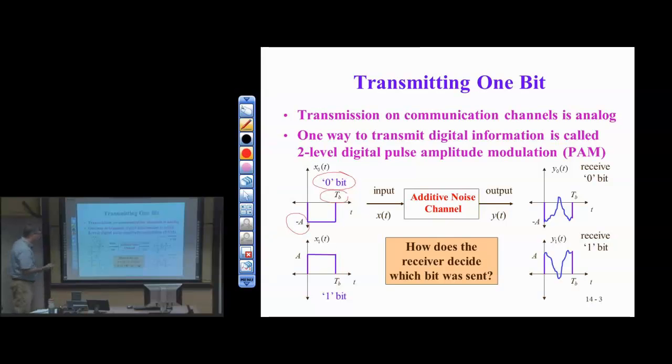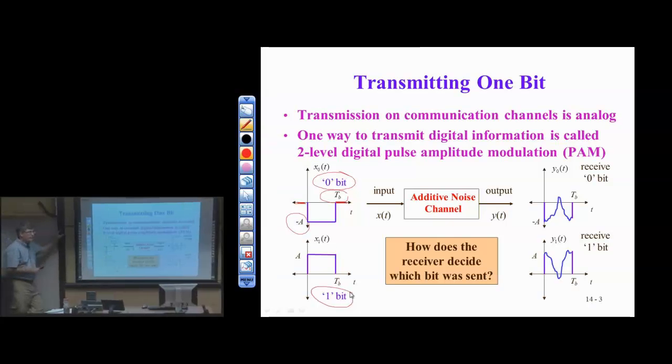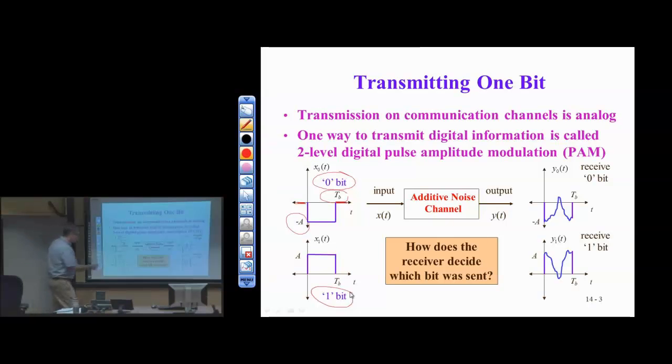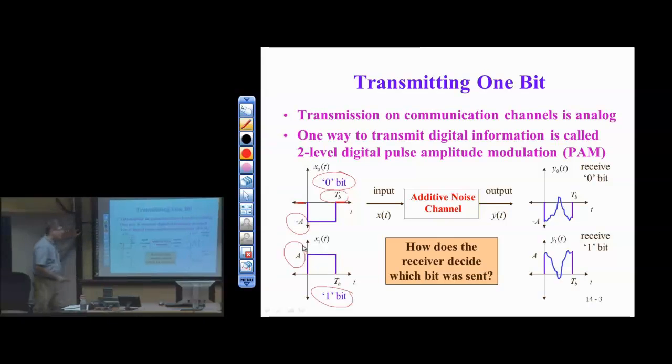There are values for which it's 0. So it's 0 over here, and it's 0 over here. For a bit of value 1, we're going to send a pulse shape. And again, we've chosen a rectangular pulse for convenience, easy to work with. And this pulse shape will have a non-negative amplitude for the bit duration, capital T sub B. Pretty simple on the transmit side.